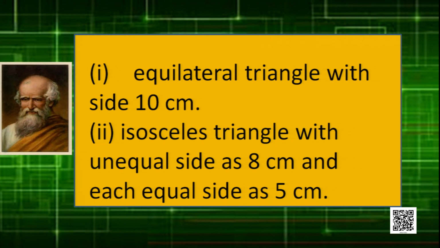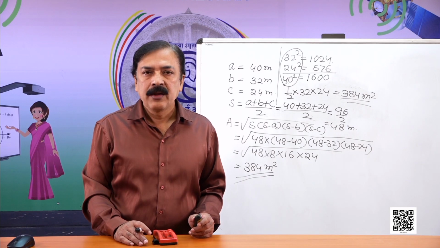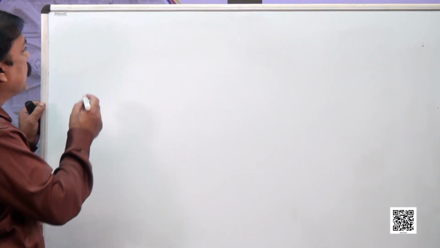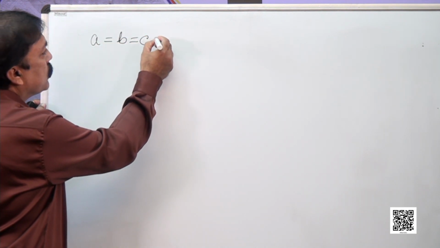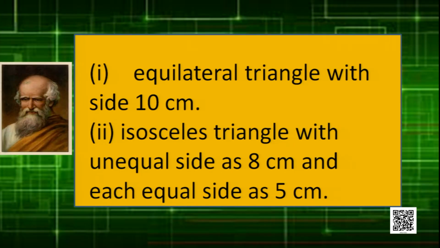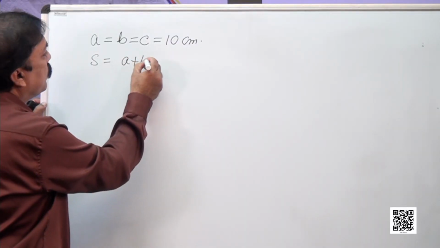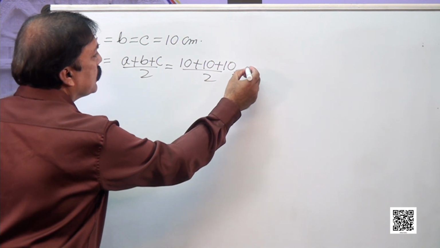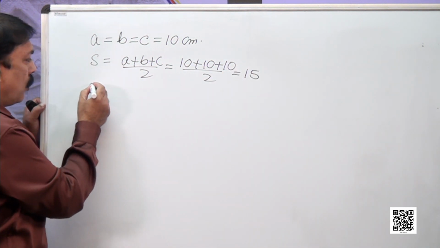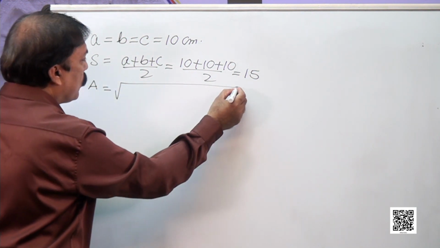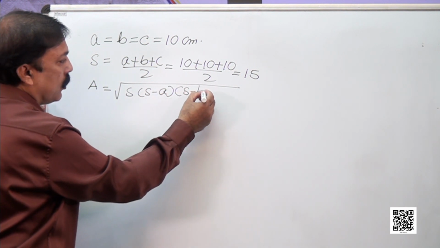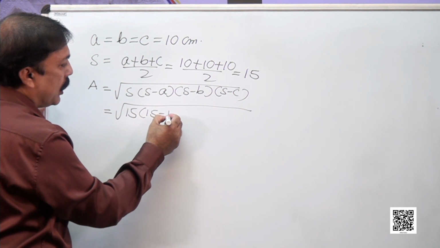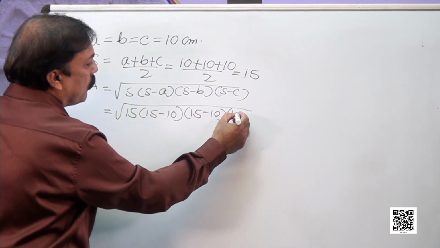In this case, equilateral triangle, as we have done already by using half base and height, let's try it with Heron's formula. As it is equilateral triangle, so we can say A is equal to B is equal to C equal to 10 centimeter. In this case, S is equal to (A plus B plus C) by 2, that is (10 plus 10 plus 10) by 2, that is 30 by 2, that is 15. So area of the triangle is equal to square root of S into (S minus A) into (S minus B) into (S minus C), that gives square root of 15 into (15 minus 10) into (15 minus 10) into (15 minus 10).